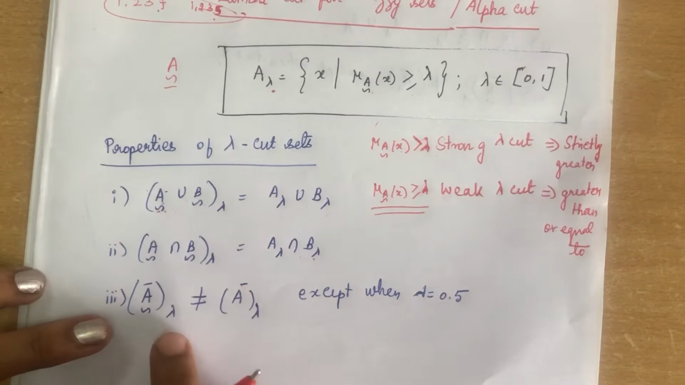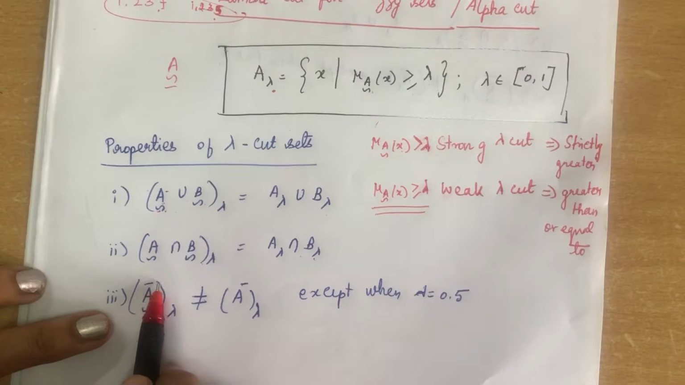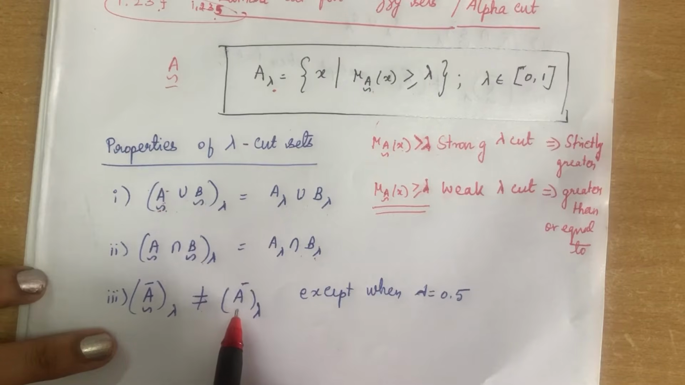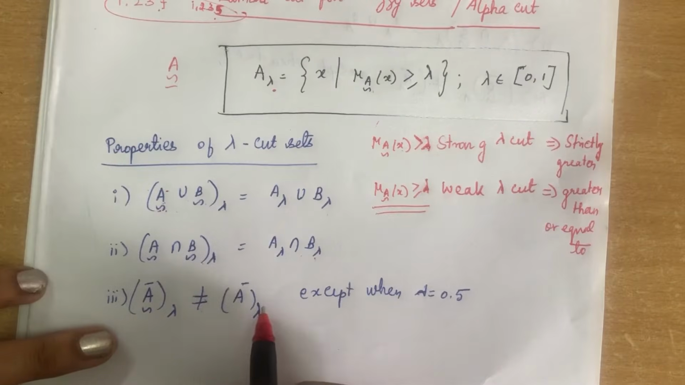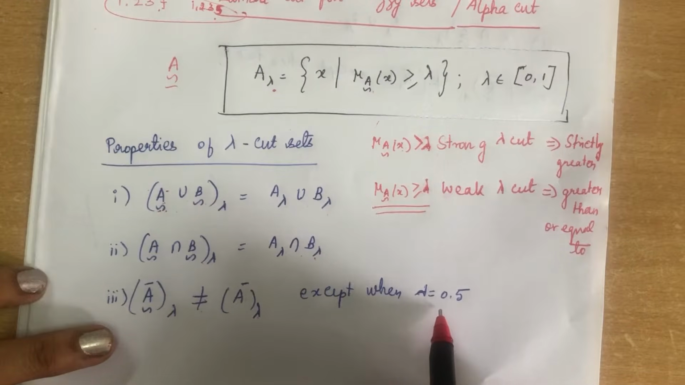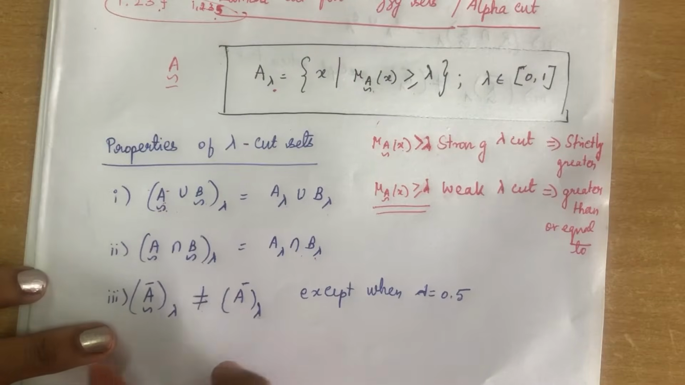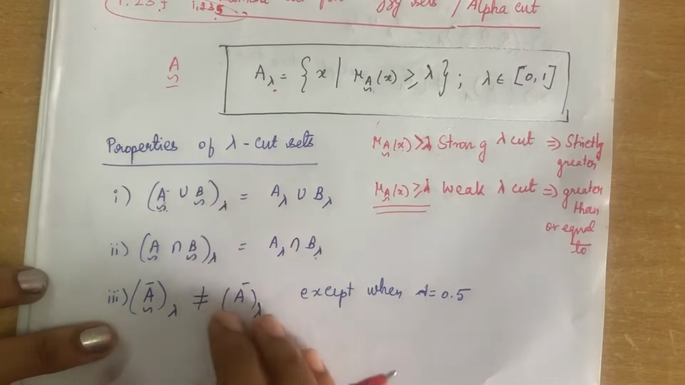But this will not work in the case of your complement. When you take the fuzzy set complement and then take its lambda, that will not be equal to A bar lambda. This will not be satisfied when the lambda value is 0.5. So when the lambda value is 0.5, this equation will not be satisfied. So these are the three properties of the lambda cut set.